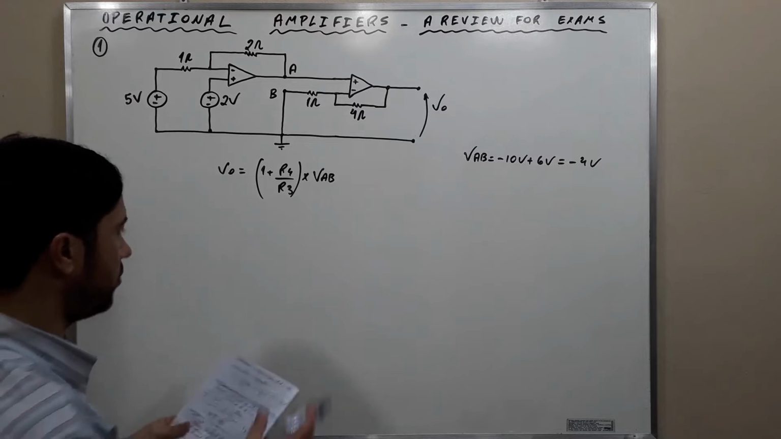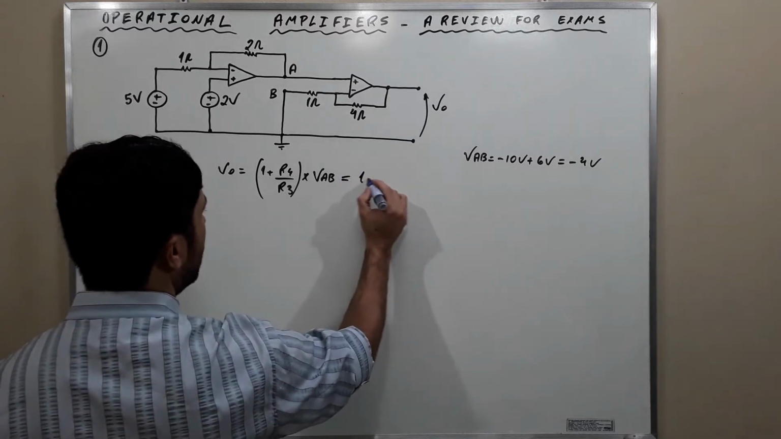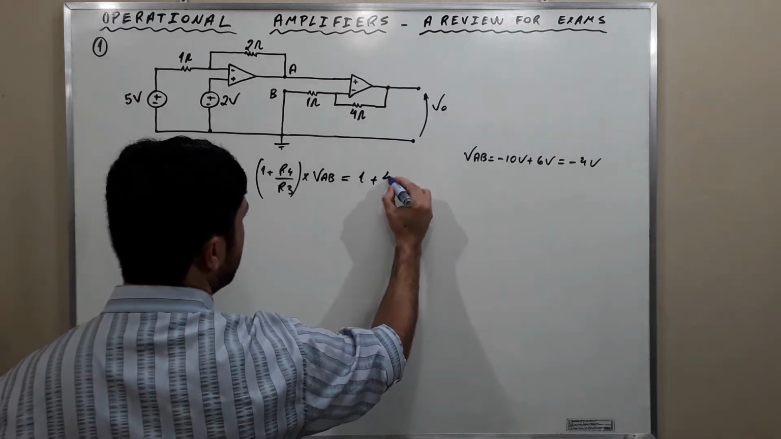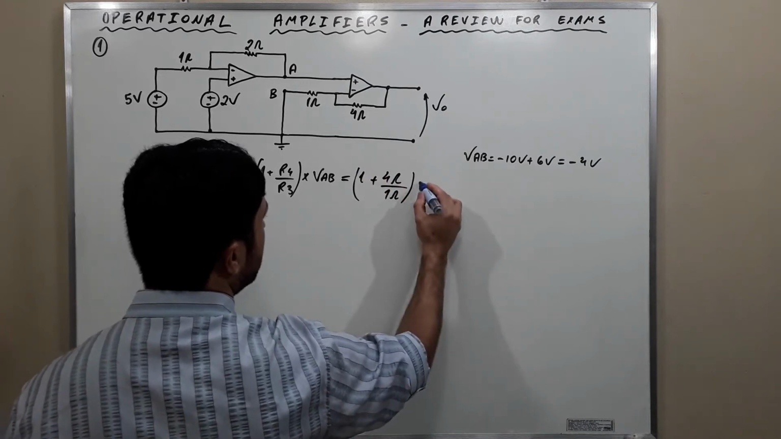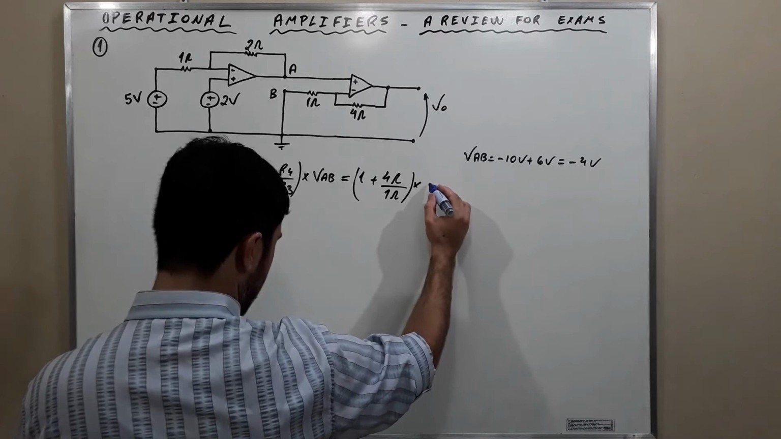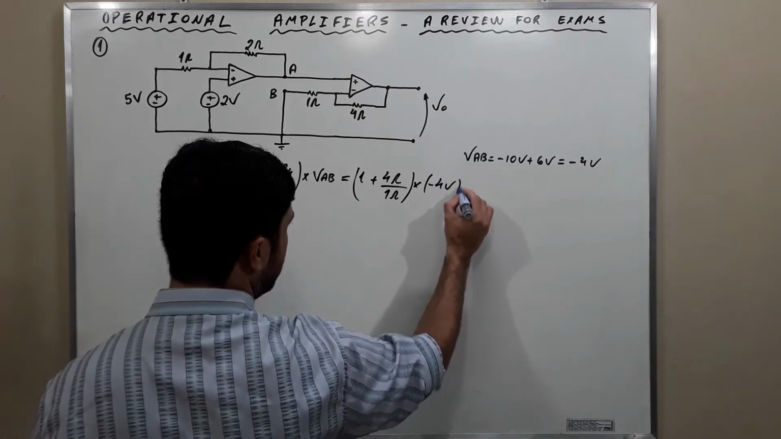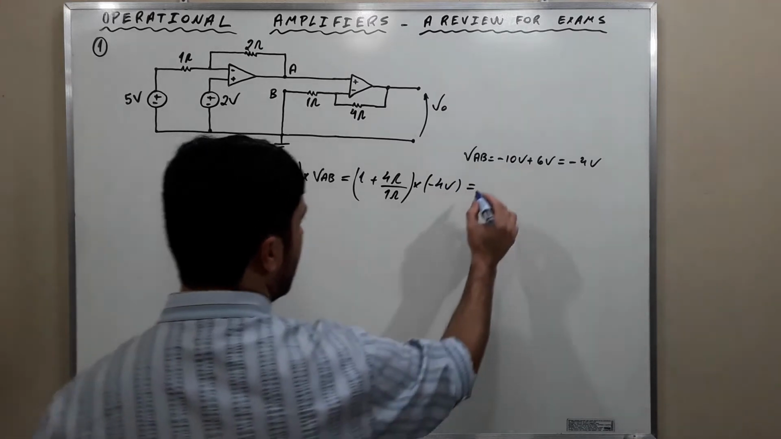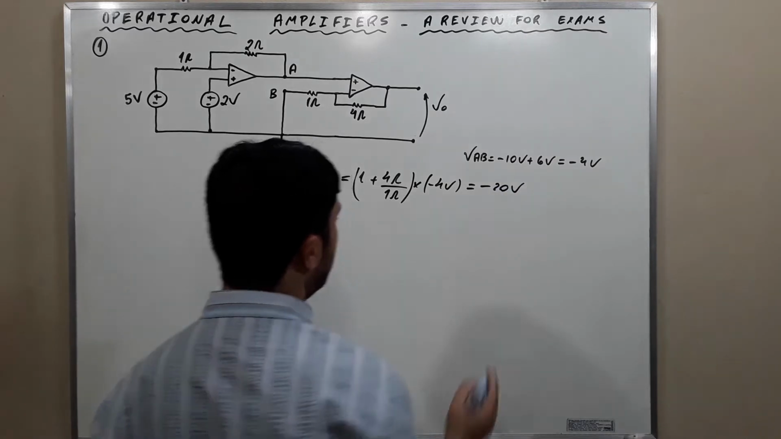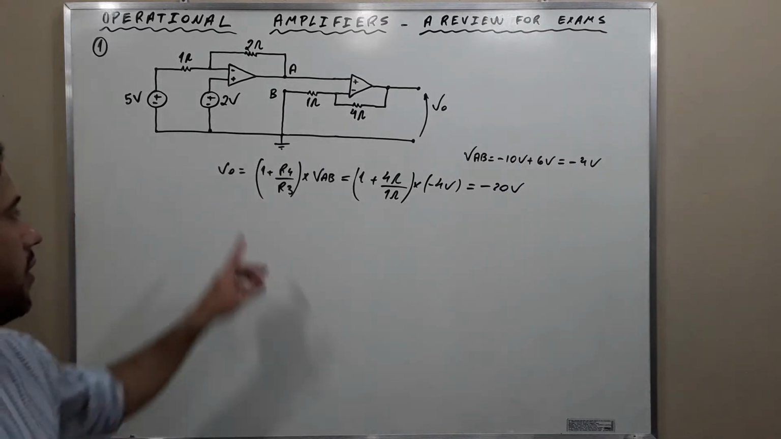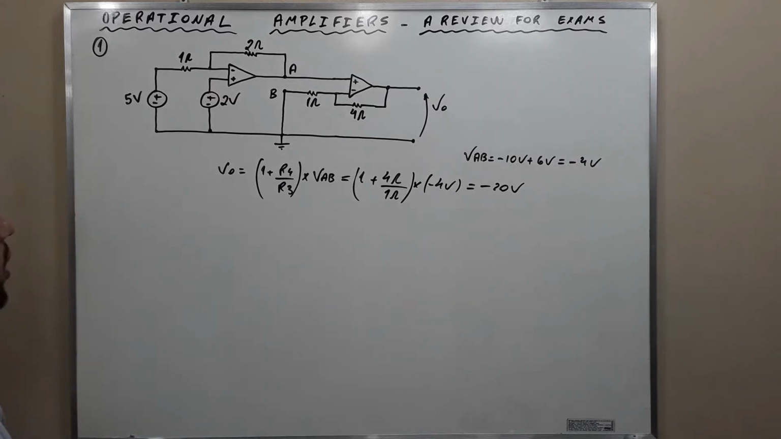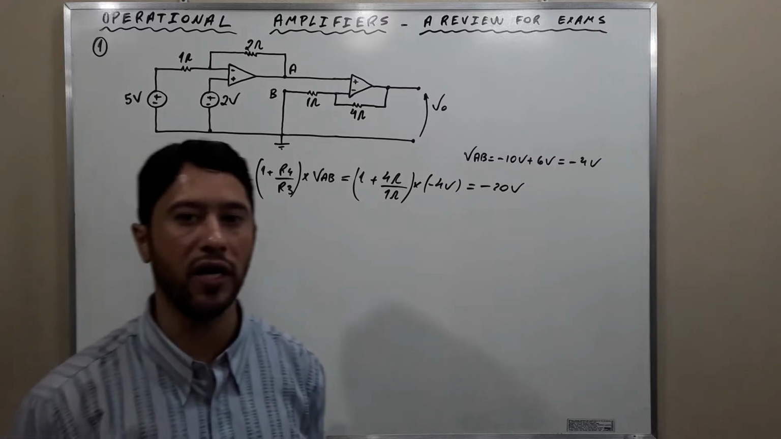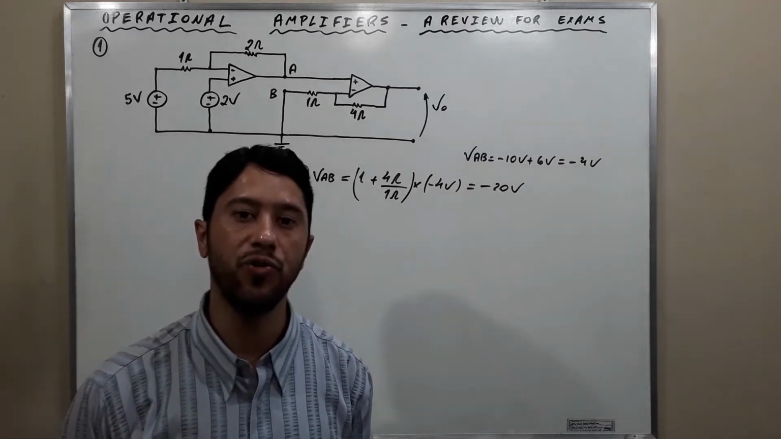And using the values, 1 plus 4 ohms divided by 1 ohm times negative 4 volts, we find negative 20 volts, okay? And this is the output voltage, negative 20 volts. All right, my friends. And this is all for exercise 1. Let's go to exercise 2.